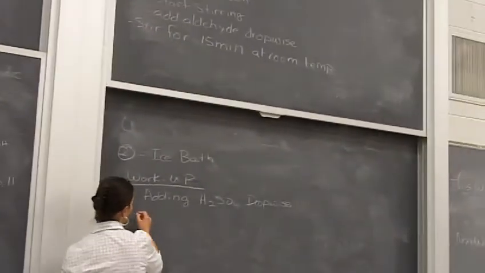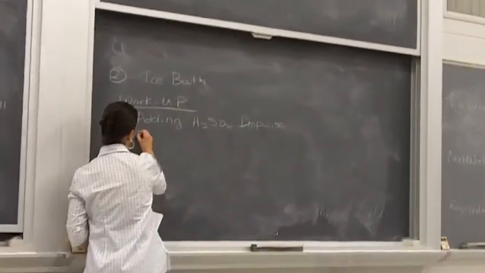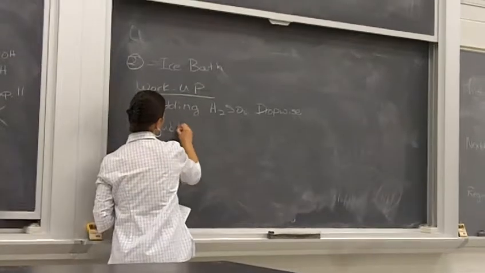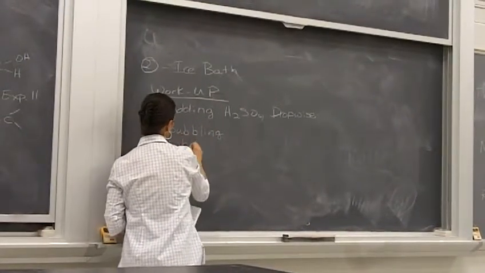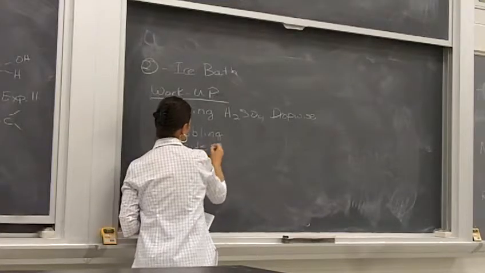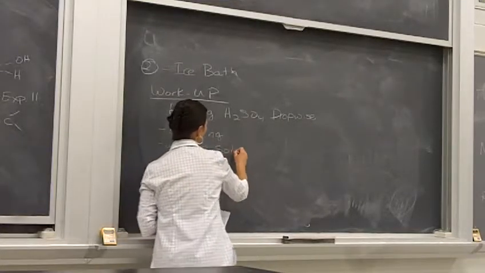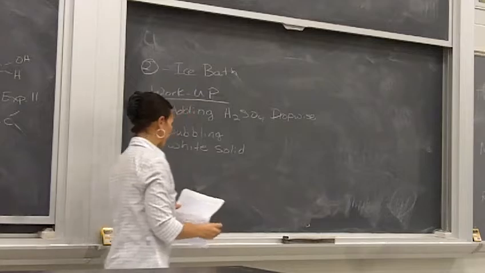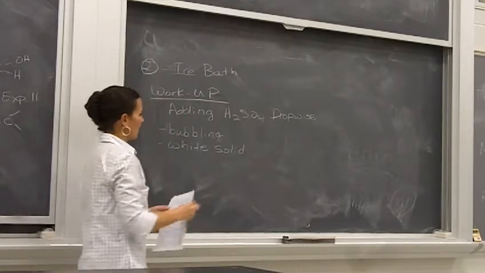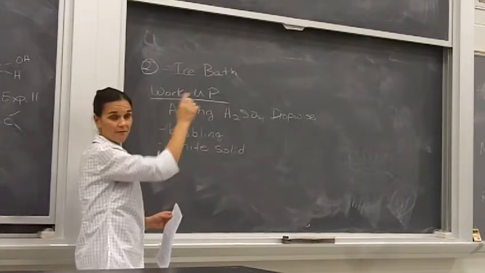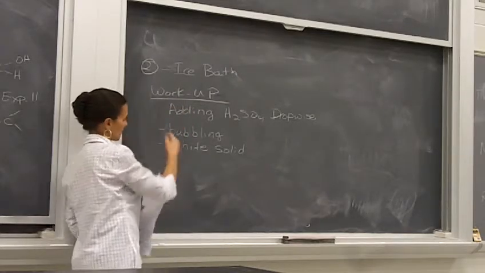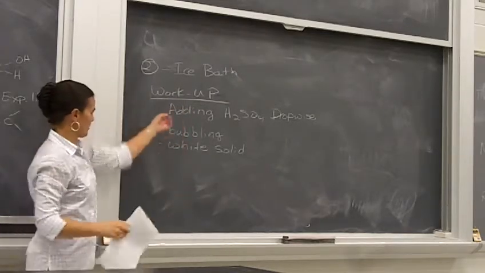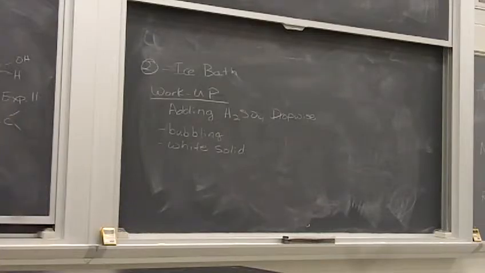Things that you might see: you might see bubbling. That's it reacting with the magnesium. You might see a white solid that forms, and sometimes it dissolves and then comes back. That's it forming magnesium sulfate. You might see the magnesium kind of floating around inside because it's reacting with the sulfuric acid. So there's a lot of things that potentially are going to happen here.